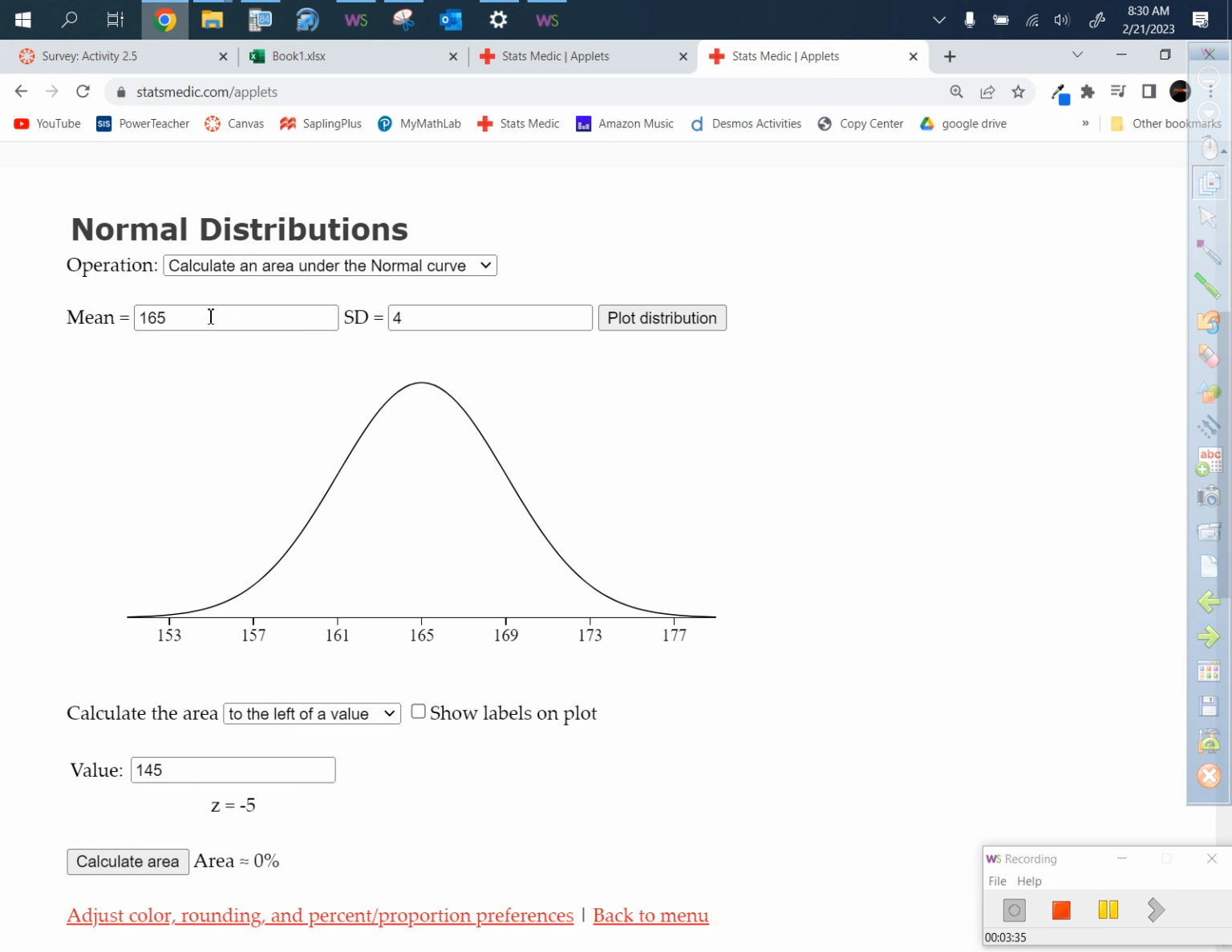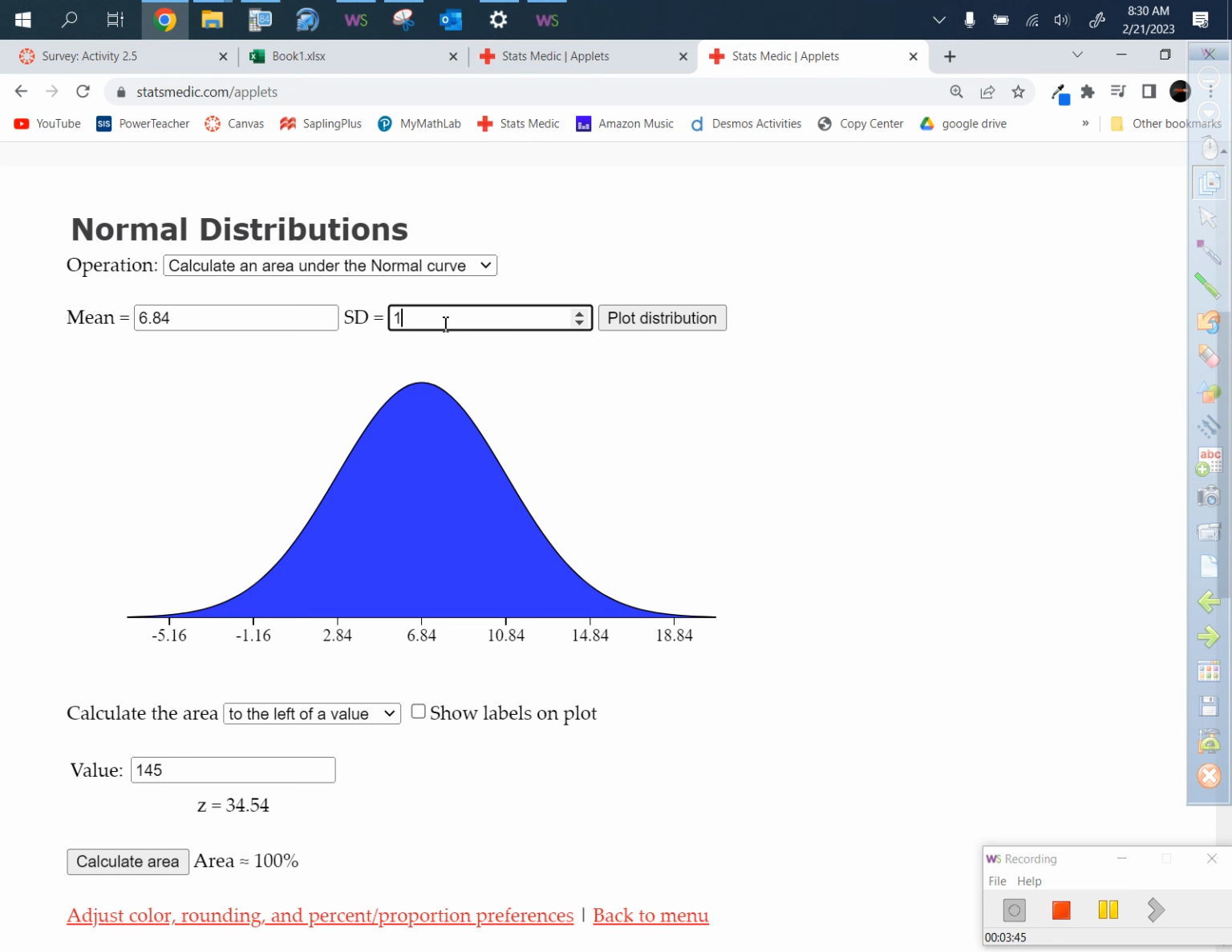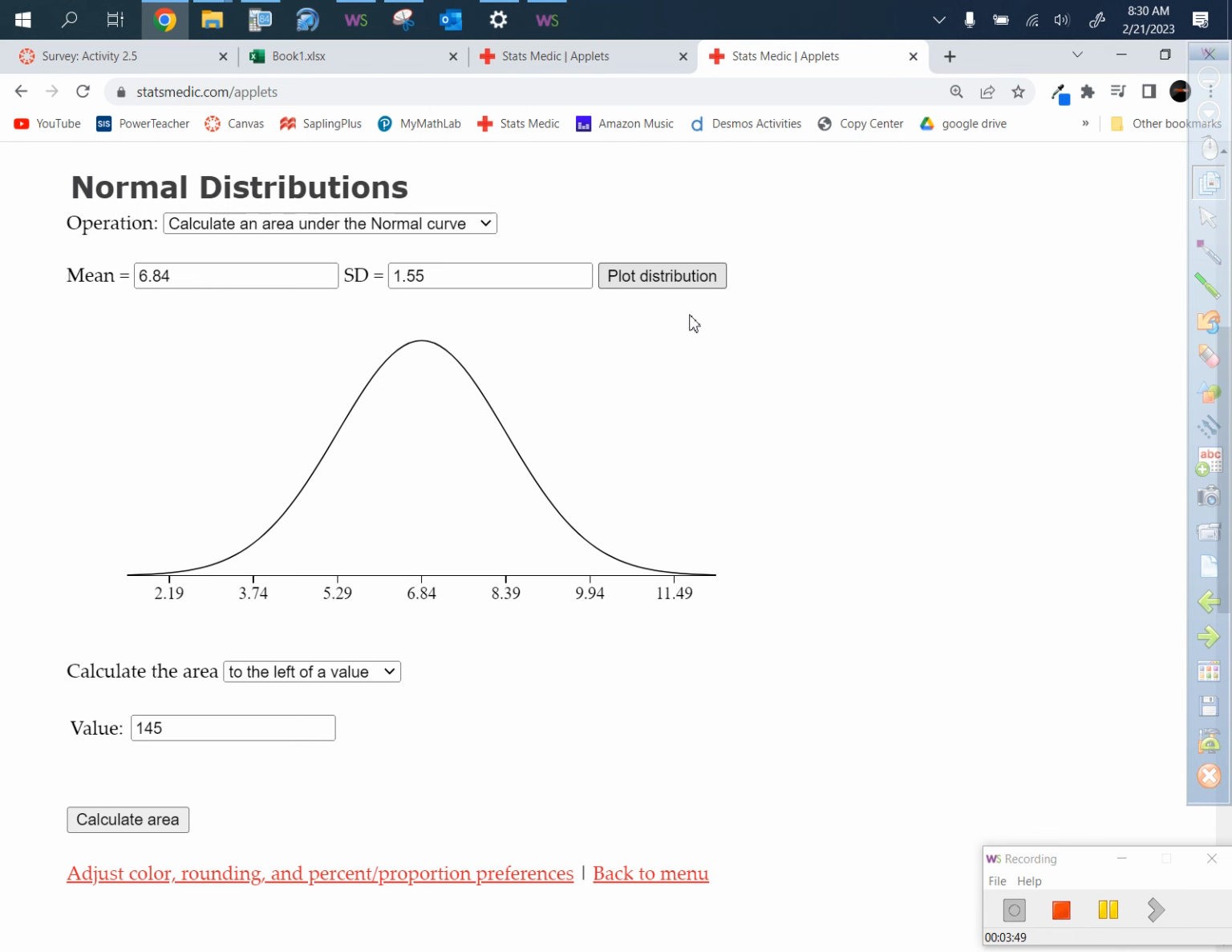Mean of 6.84 and a standard deviation of 1.55. And plot it. And they say that have at least a score of 9. What does that mean if you got at least a score of 9? Should that be like greater than 9, greater than or equal to 9, or less than or equal to 9? What do you want? At least 9.